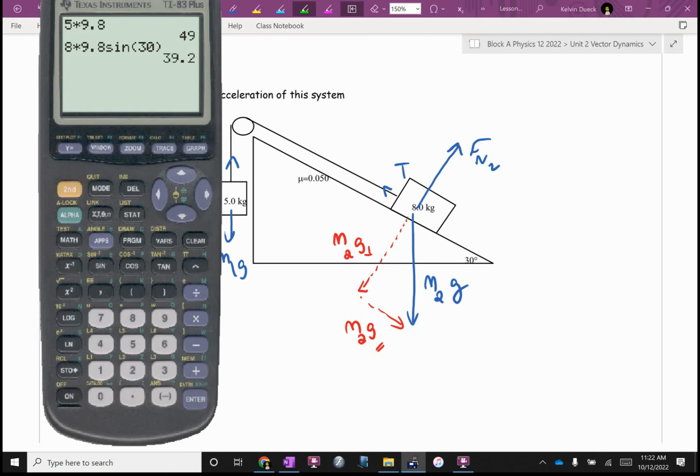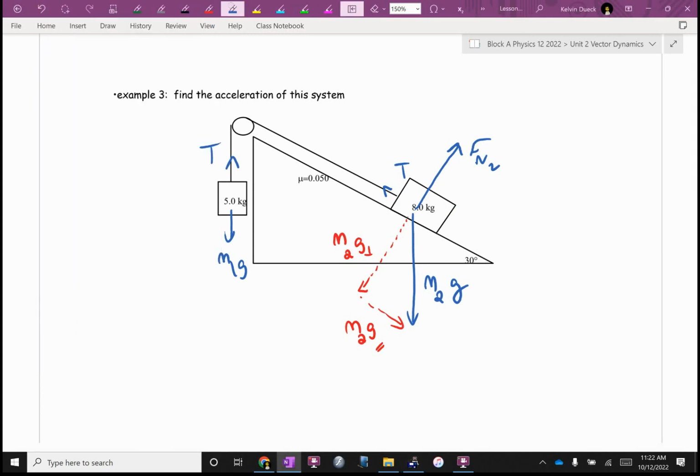Who's winning? Which way is the 8 kilogram accelerating? Up the ramp or down the ramp? So which way is friction going to be pointing? There you go. I'll call it friction force 2 to go with mass number 2. You see how we put all that together?